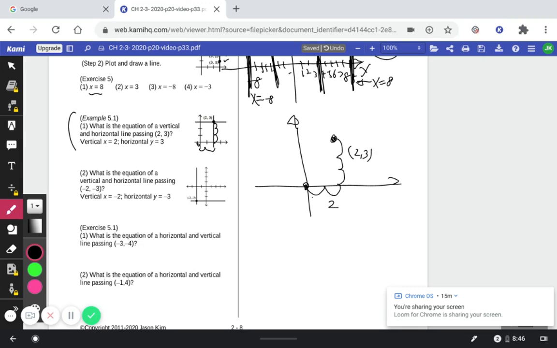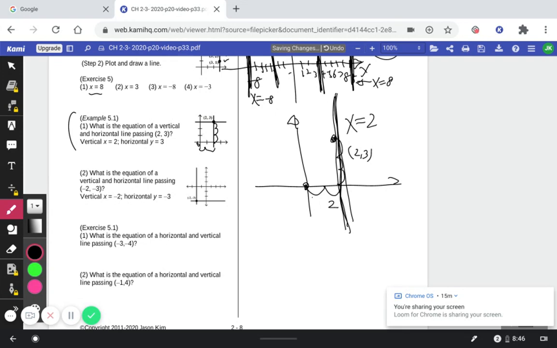Then what is the equation of a vertical line that passes through this point, and the horizontal line that passes through this? Vertical means up and down. So the vertical line would be this line. Vertical line means x value. So the equation for this vertical line is x equals 2.